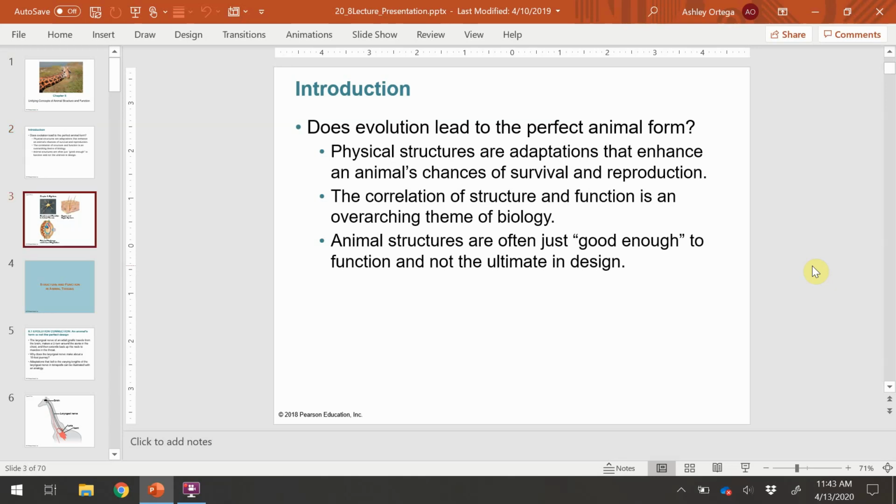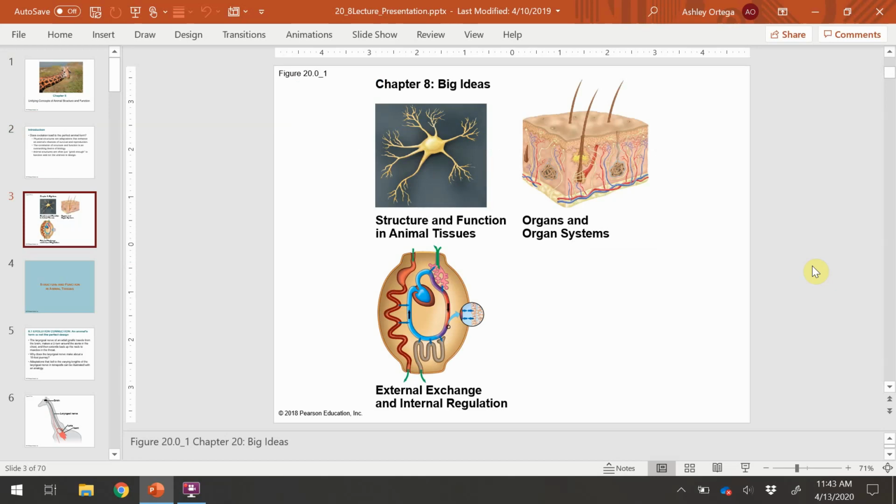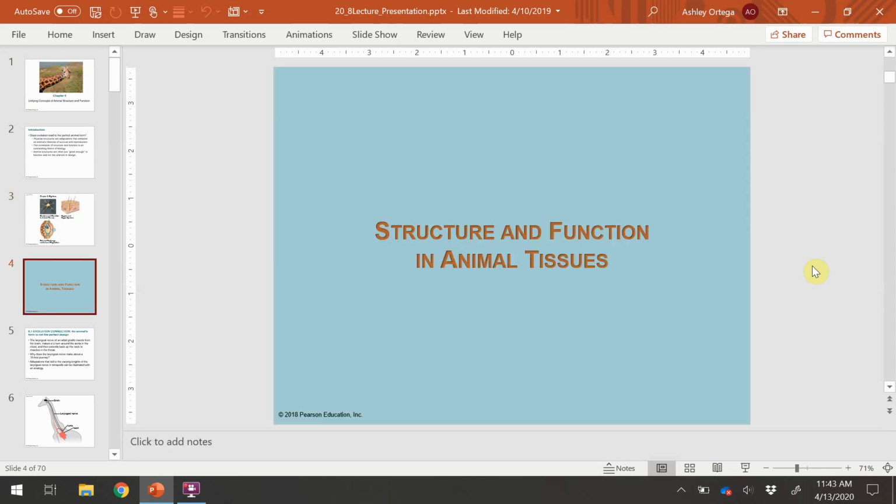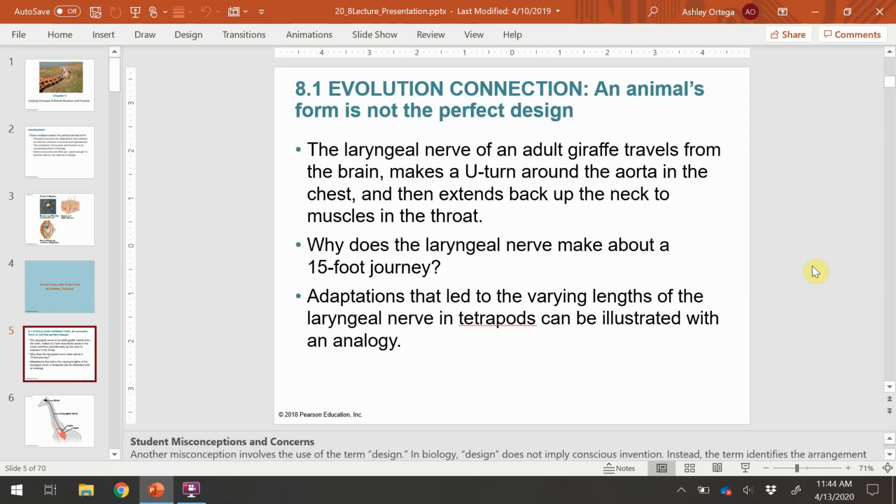And so let's take a look here at the overall big ideas. We'll first see structure and function in animal tissues, organ and organ systems would be next, and then lastly, exchange and regulation with the environment and internal regulation. So structure and function in animal tissues is first.